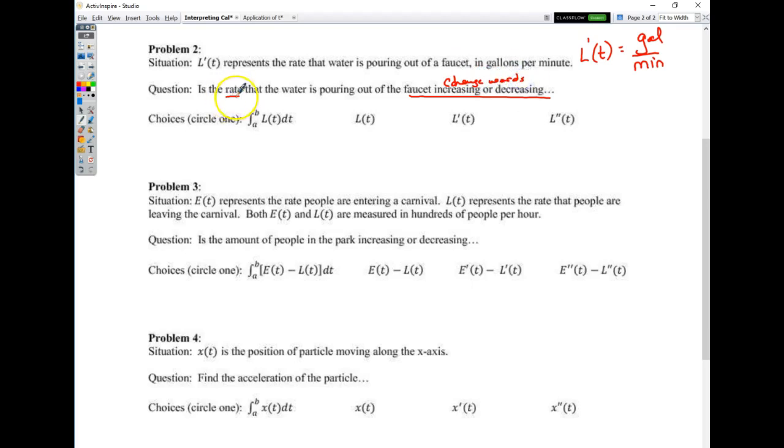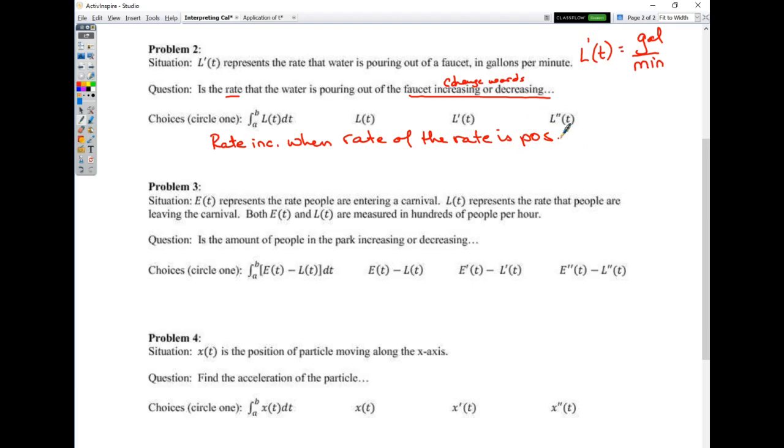I want to know when the rate is increasing. So the rate is increasing when the rate of the rate is positive. That's how we're going to know. I'm not allowed to graph this. So I need to find the rate of the rate.